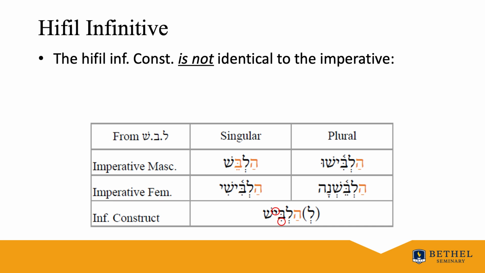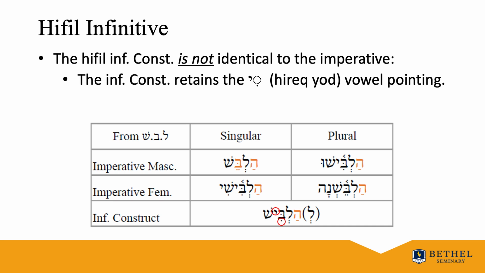However, now that we're learning the Hiphil imperative versus the infinitive construct, it's important to note that they are not identical. So you have to pay attention to the feature which distinguishes them. And the key difference between the Hiphil imperative second masculine singular form and the Hiphil infinitive construct form is the vowel point beneath the second radical letter. Here, we've learned that in the imperative, it's a tzere, whereas in the infinitive construct, it's the hirek yod, the characteristic hirek yod of Hiphils.